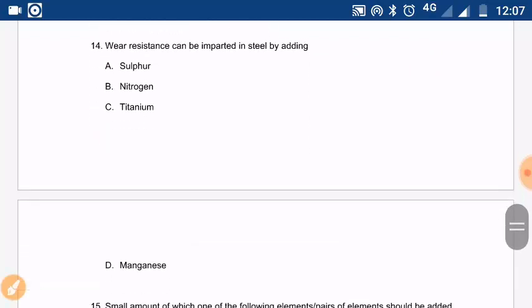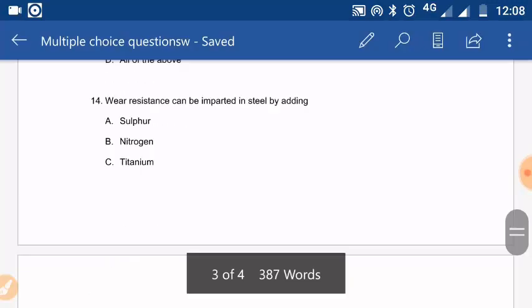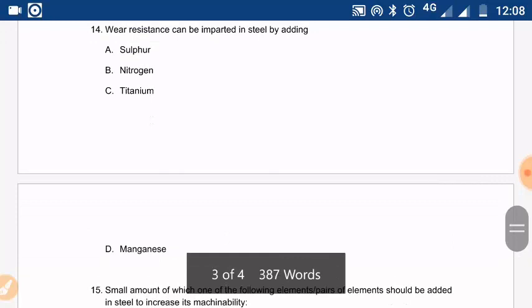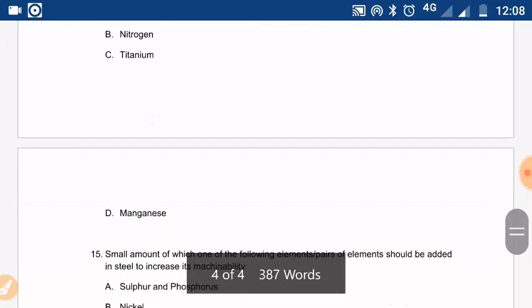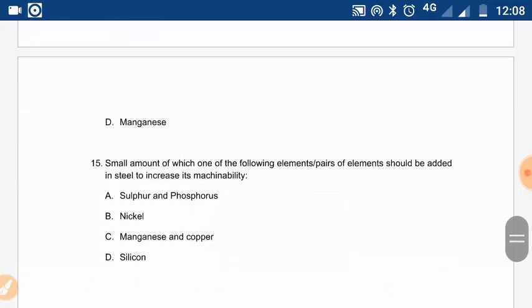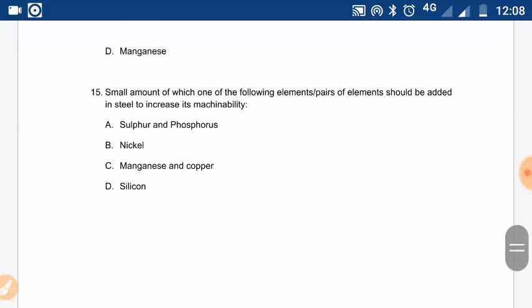Wear resistance can be imparted in steel by adding sulfur, nitrogen, titanium or manganese. So the option will be titanium. Sulfur somehow increases brittleness, and nitrogen stabilizes the austenite phase.